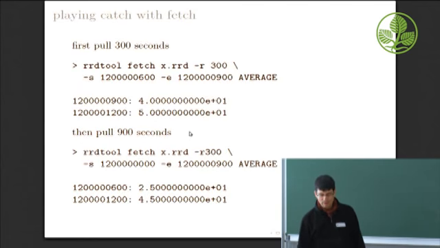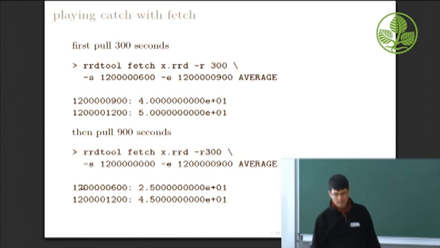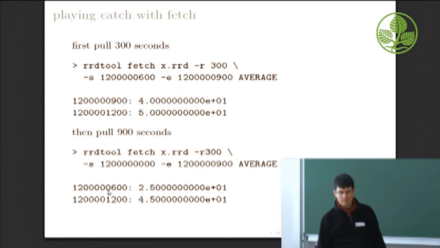So if I'm fetching for 900 seconds, then only the low-resolution round-robin archive can cover that amount of time. And as you can see, RRDtool will give me the data, but it's coming not from my intended 300-second resolution round-robin archive, but from the lower-resolution round-robin archive.